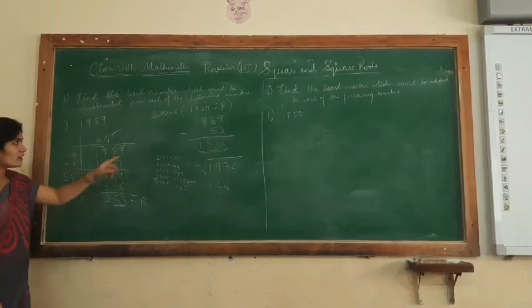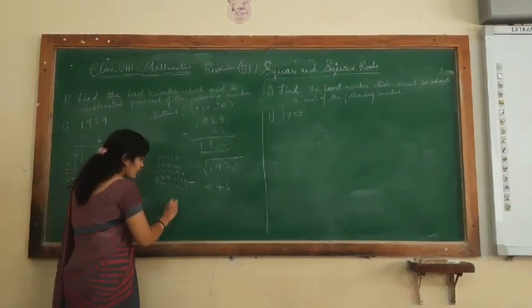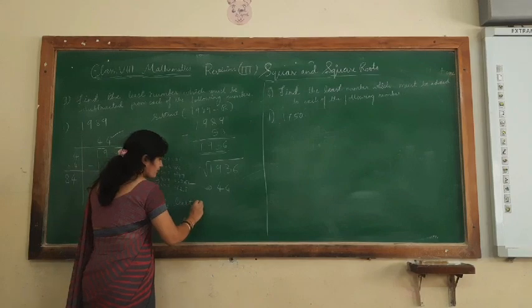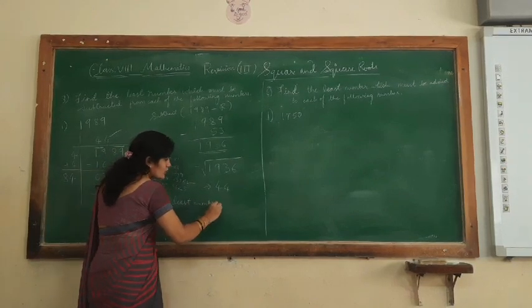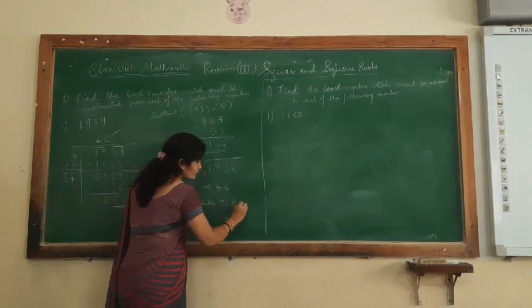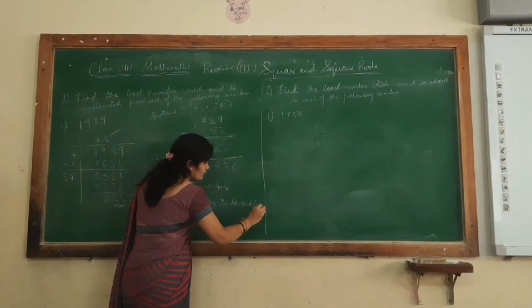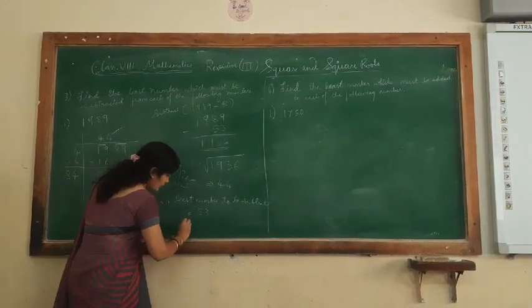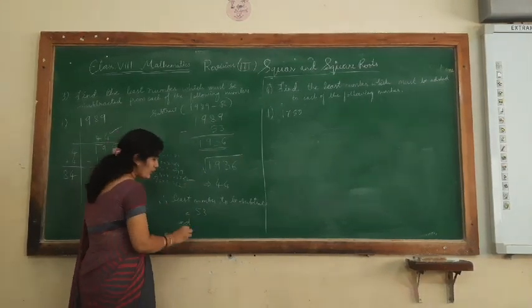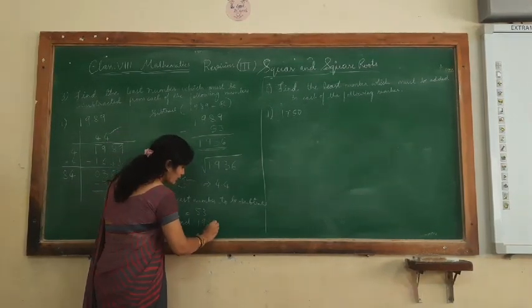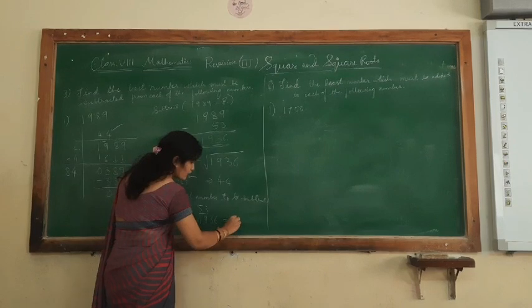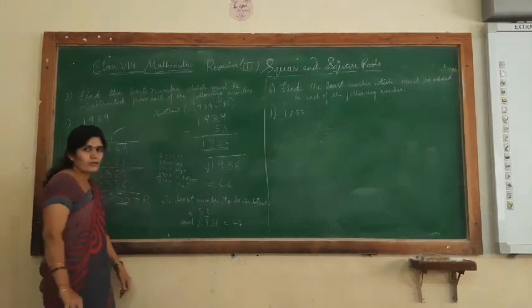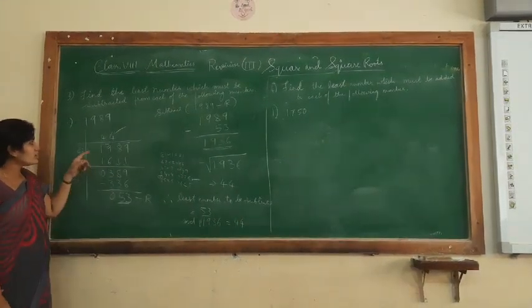What are we going to subtract here? 53. Therefore, the least number to be subtracted is equal to 53, and the square of 1936, its square root is 44.